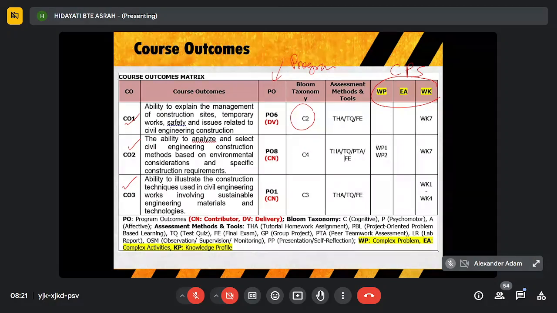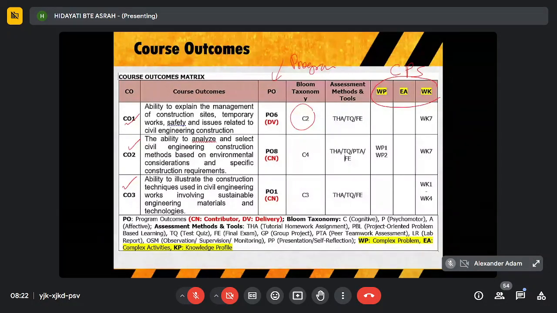But so far for CO1, there is no complex problem, WP. There is no WP and no complex engineering activity. So we have only the knowledge profile, which is WK7. WK7 involves comprehension. I'm not going to explain in detail about this CPS, but I just mention to you that our course is designed to relate with complex problem solving, as required by the EAC.